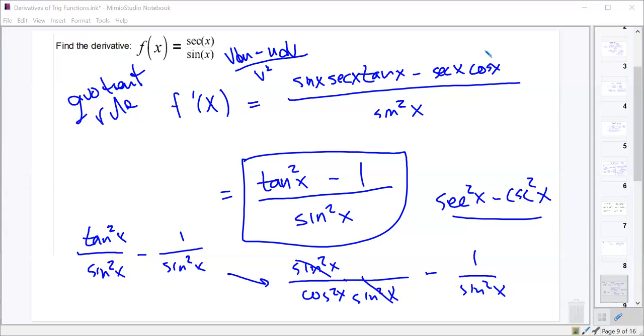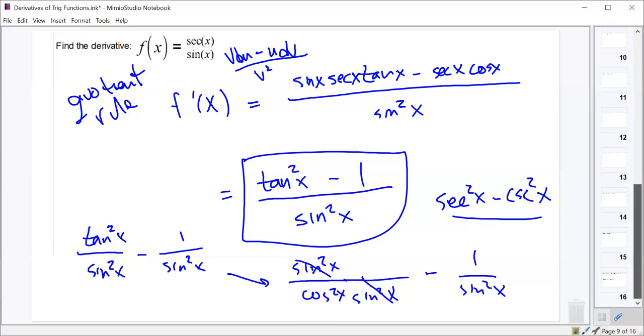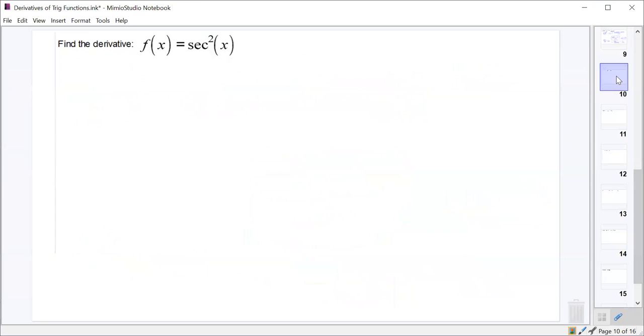All right. We got lots of problems left that I wanted to do, but let's see if we can find a derivative of secant squared x.